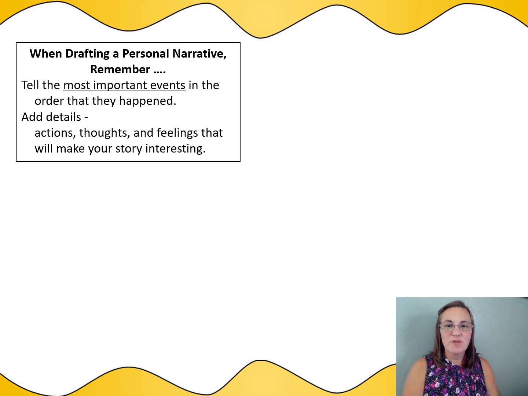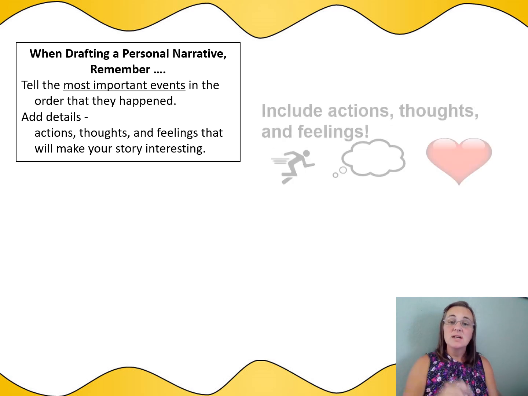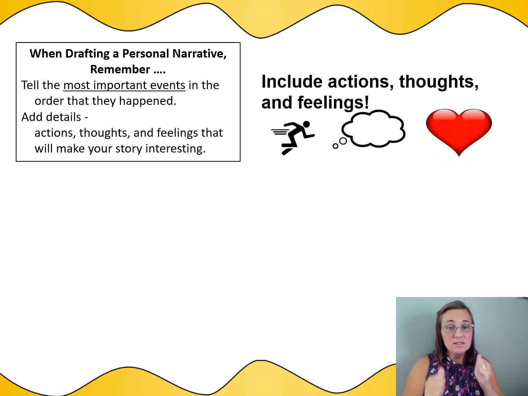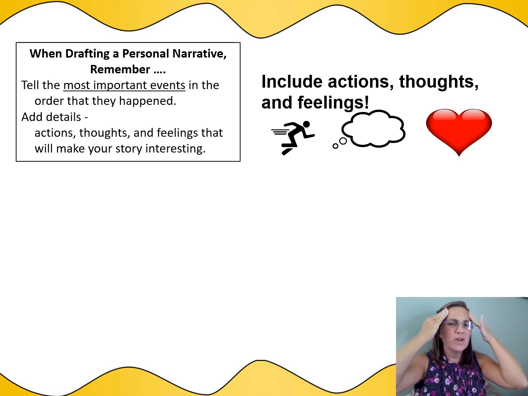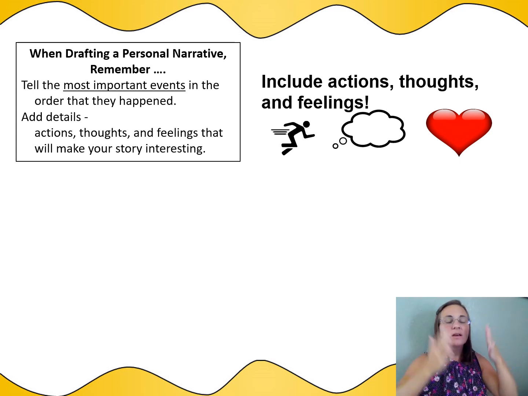As we've been building our drafts, we've been telling the most important events in the order that they happened, which is really important when we're doing a personal narrative story. Today, we're going to add an extra challenge to that. Today, as you tell the most important events in the order they happen, I want to teach you how to add details. Details include actions, the things you were doing in the story, thoughts, what were you thinking about as the story was happening, and feelings, how did you feel as the story was taking place.